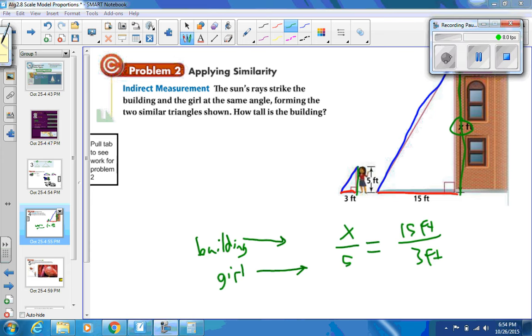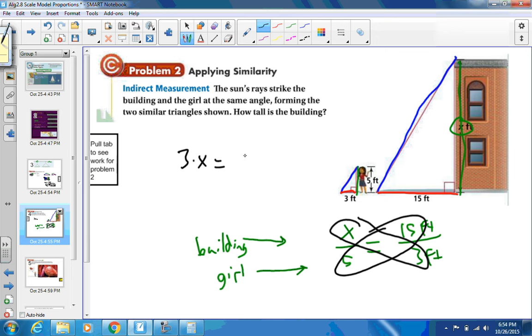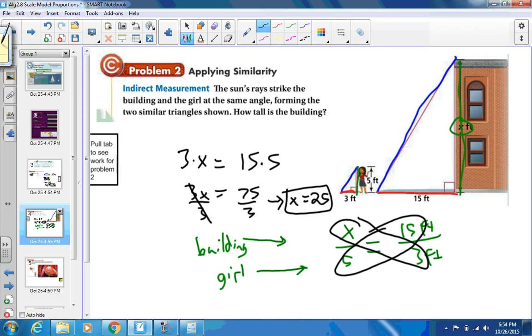With that proportion, let's just solve it using cross products. So we have 3 times x, that's equal to the other diagonal product, which would be 15 times 5. 15 times 5 is 75. That's equal to 3x. Then we just got to solve for x. One step. Divide both sides by 3. That gets us x equal to 25. So that means the height of the building is 25 feet tall.